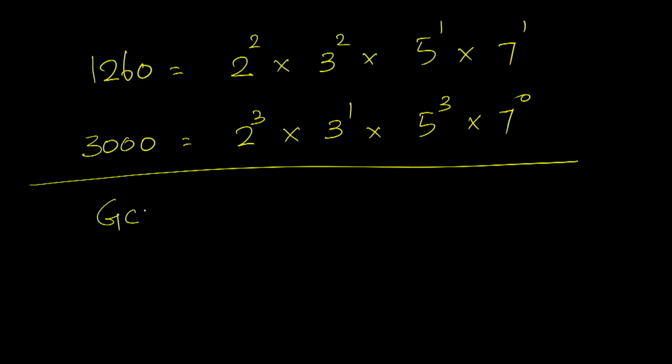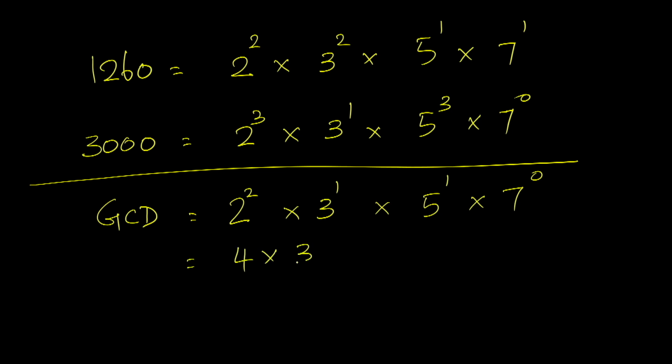Then to find the GCD, we have to take the respective minima of the exponents. So in 1260 the exponent of 2 is 2, in 3000 the exponent of 2 is 3. The minimum exponent here is 2, therefore in the case of GCD we have to take 2 as the exponent of 2. For 3 the exponent is the smaller of 1 and 2, for 5 it is 1, and for 7 it is 0, which is 4 into 3 into 5, that is 60. So the GCD of 1260 and 3000 is 60.